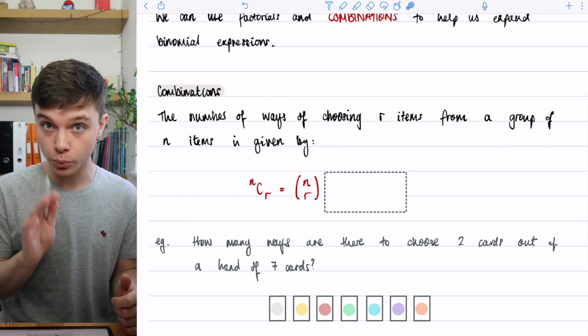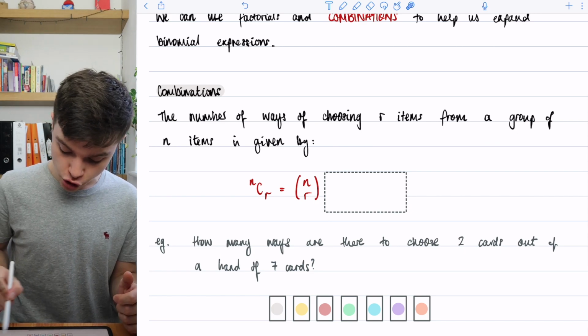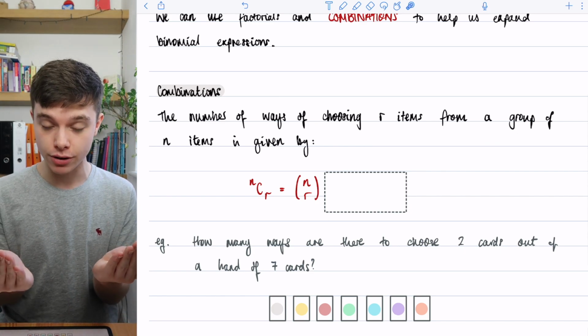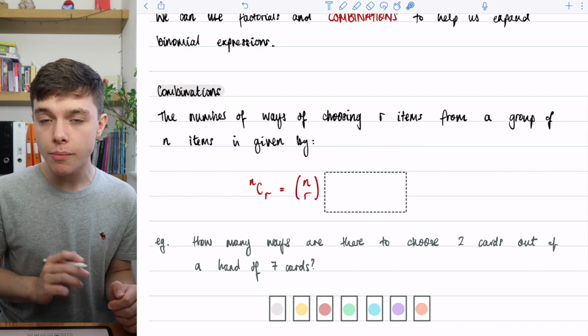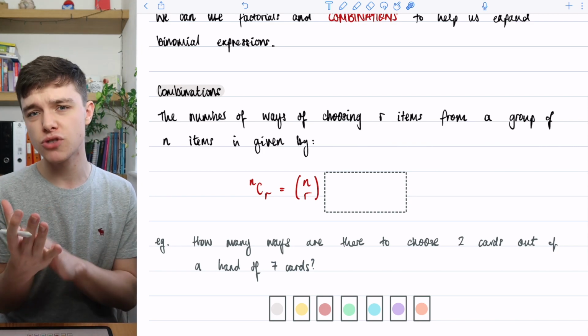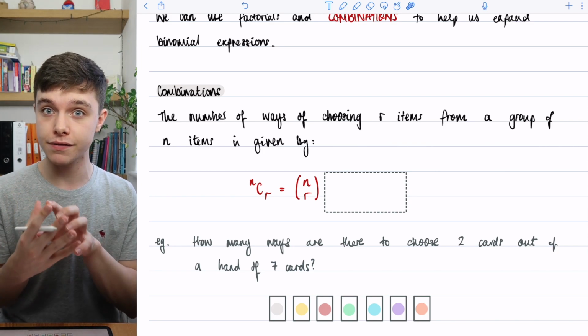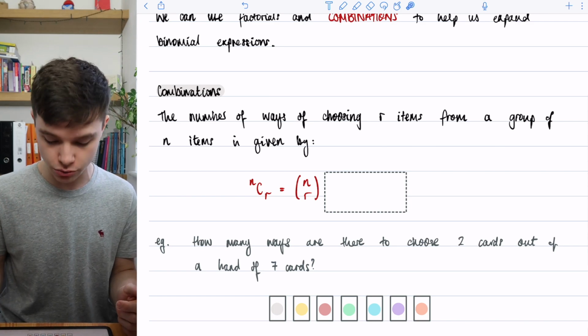Okay, so for this example we'll look at in a minute, we're trying to pick 2 cards out of a hand of 7. So 7 would go on the top there, and 2 would go on the bottom, because we're trying to choose 2 cards from the 7. And how many ways can we do that?